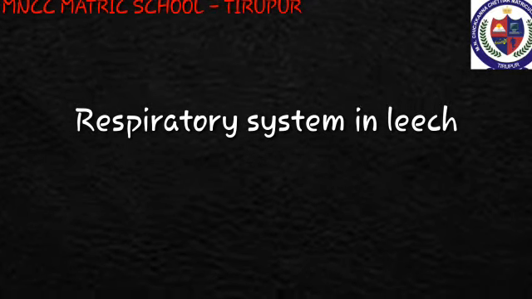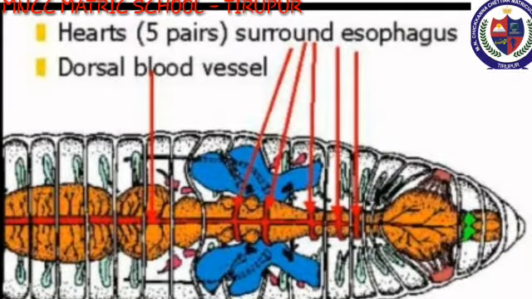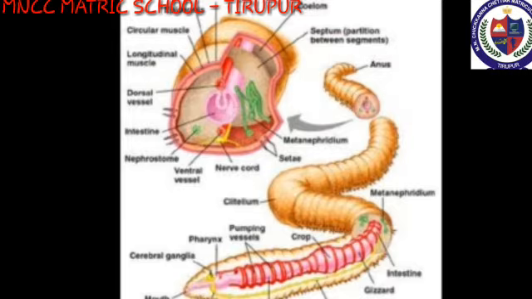Respiratory system. Respiration takes place through the skin in leech. The exchange of respiratory gases takes place by diffusion. Next, circulatory system. In leech, circulation is brought about by hemocoelic system. There are no true blood vessels. The blood vessels are replaced by canals called hemocoelic canals. There are 4 longitudinal canals. All the 4 canals are connected together posteriorly in the 26th segment.